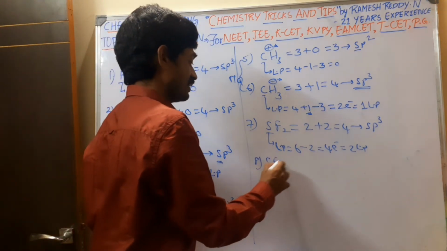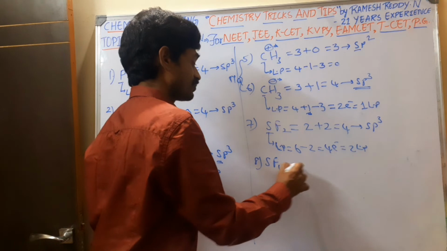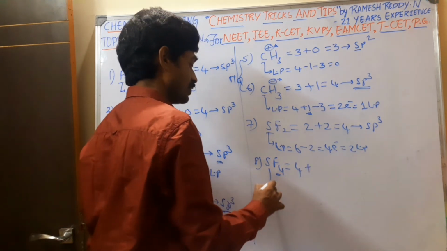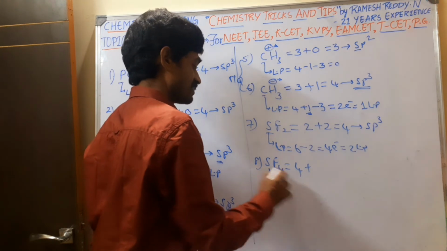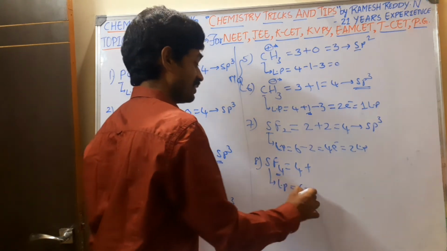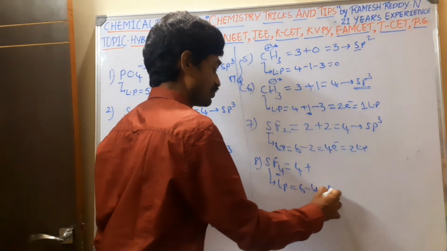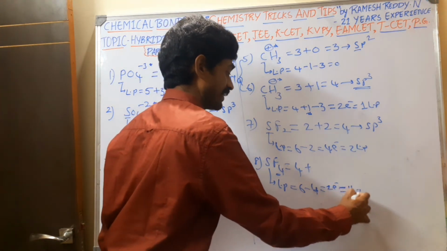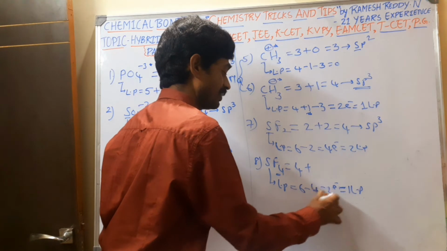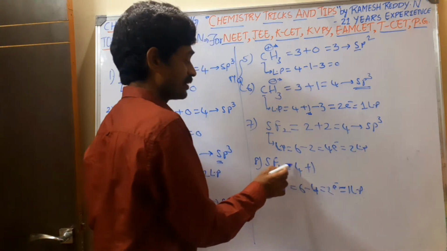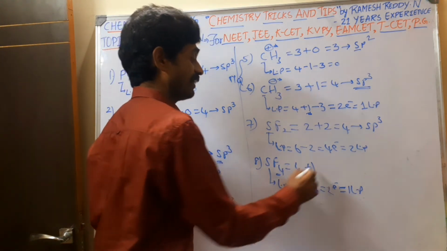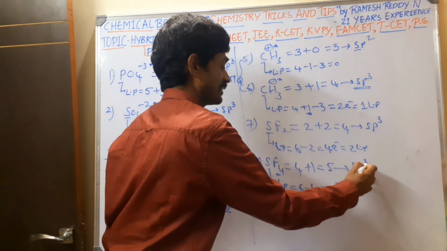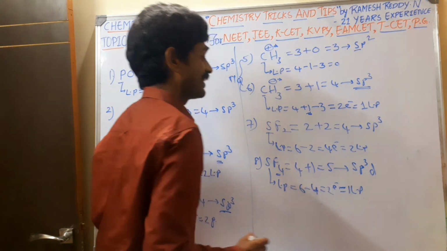Next one is SF4. So here bonded atoms are 4, plus lone pairs on sulfur: 6 valence electrons minus 4, you will get 2 electrons. 2 electrons means 1 lone pair. So 1 lone pair you have to add here. So bond pairs 4 and lone pair 1, so that is totally 5. 5 means it undergoes sp3d hybridization.